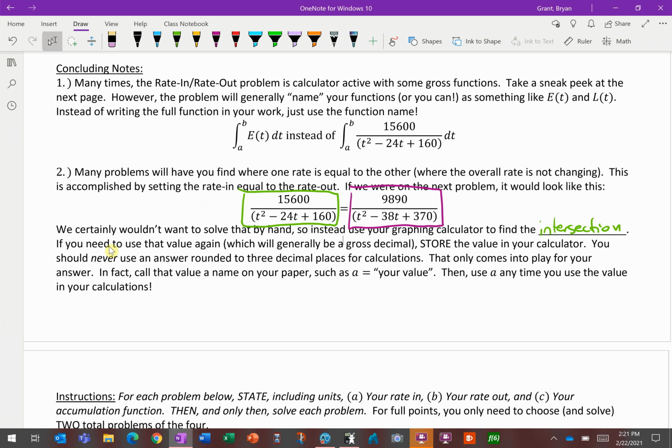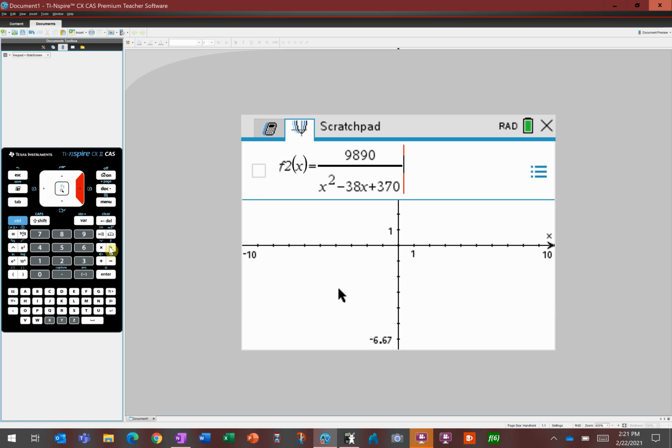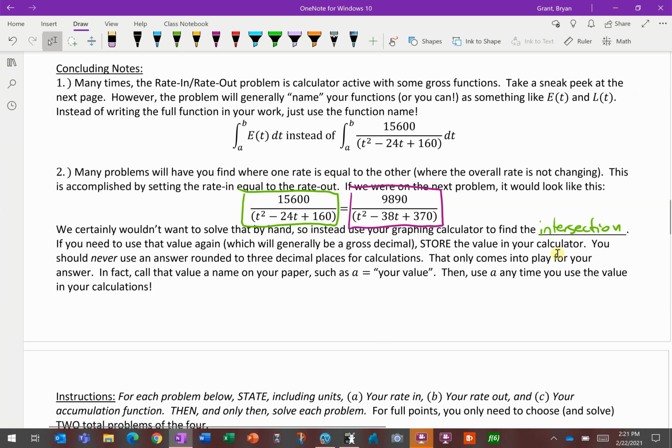9890 divided by x squared minus 38 plus 370. And notice I'm using x, not t. Okay, have those two graphed. Very exciting. What do we do now? Well, if we're going to find their intersection, I just graphed each side separately, and if I want to find where each of them intersect, we need to actually see those graphs.